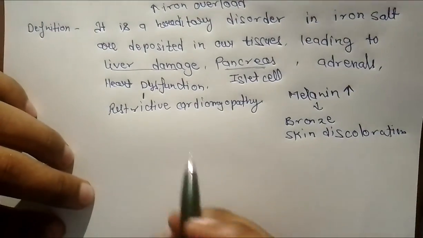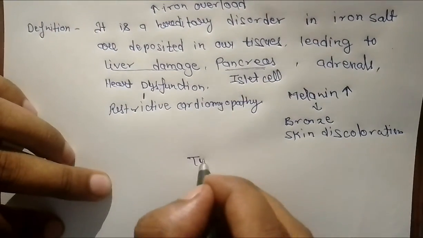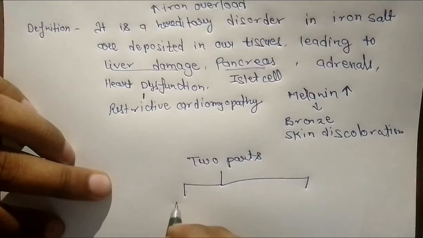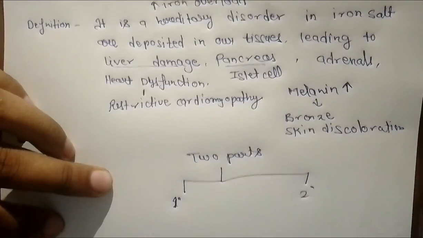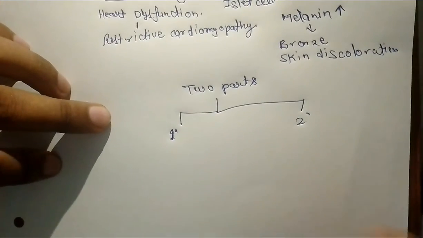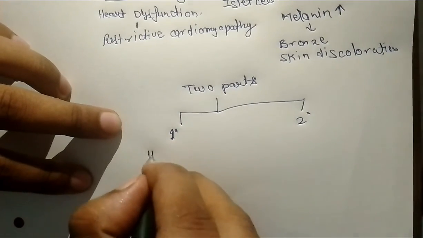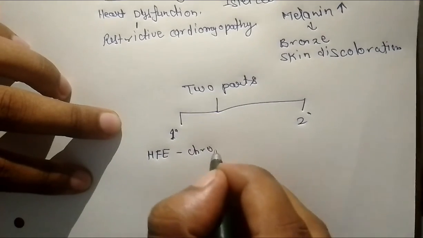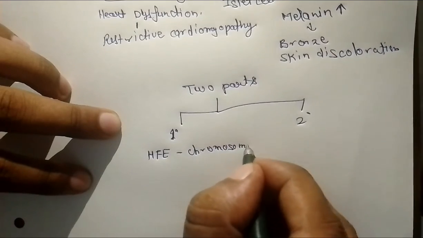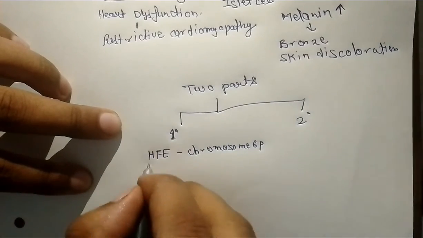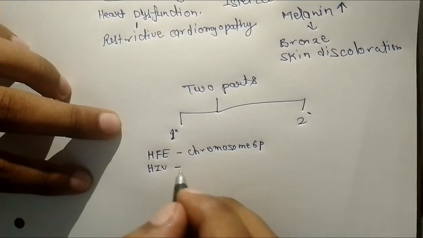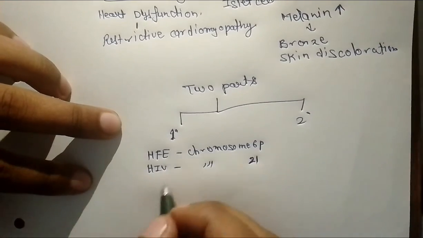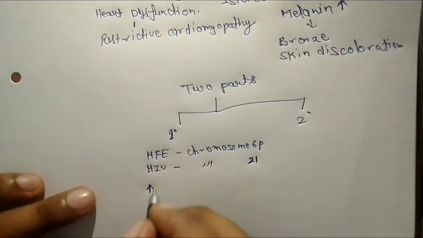After that, hemochromatosis is divided into two types, primary and secondary. Primary is caused by gene defects. The first one is the HFE gene, a defect on chromosome 6p, and the other one is the HJV gene, a defect on chromosome 1q. Both increase iron absorption.